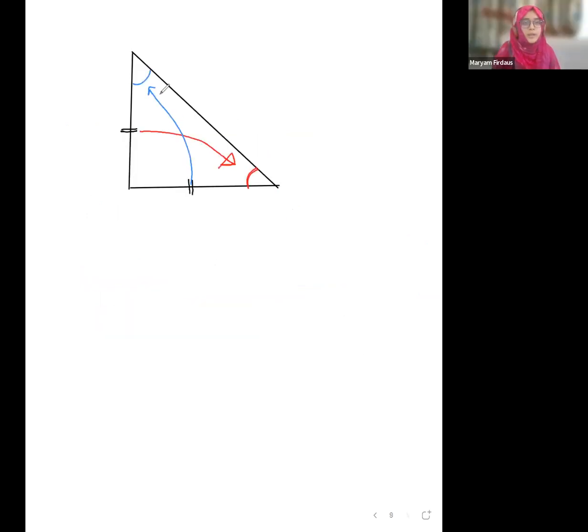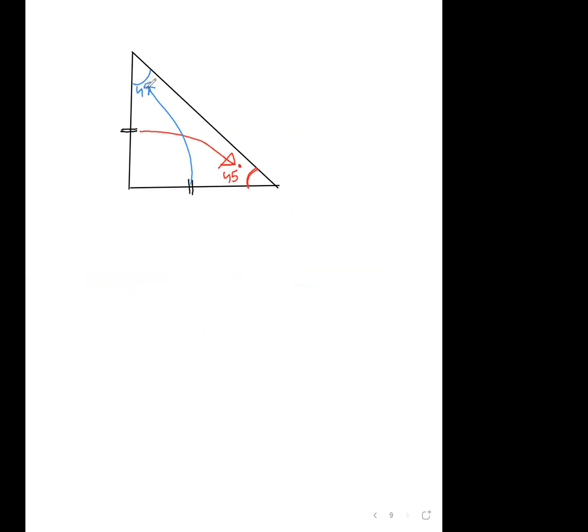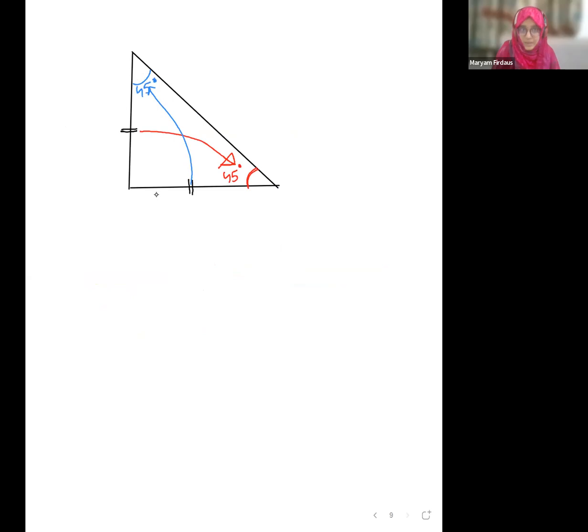So here, this one is written as 45. 45 is going to be equal to the top angle. So this top angle is going to be 45. Now, we don't know X. We have to find out X. What is X going to be? Angle sum property.